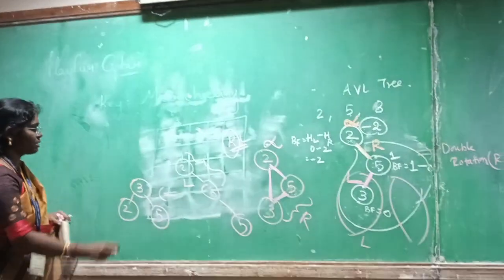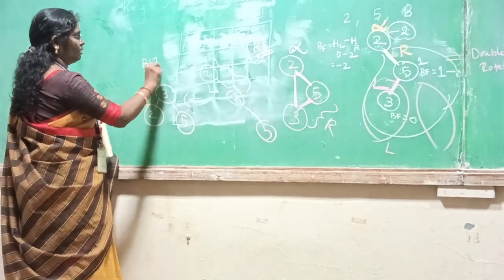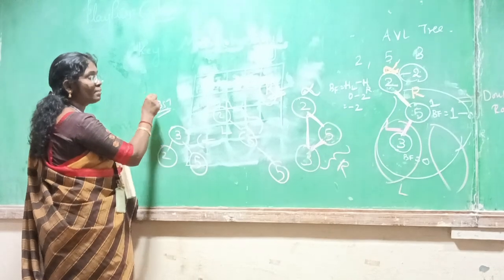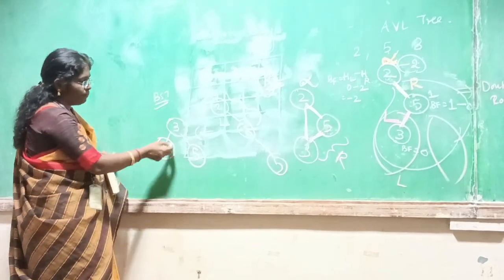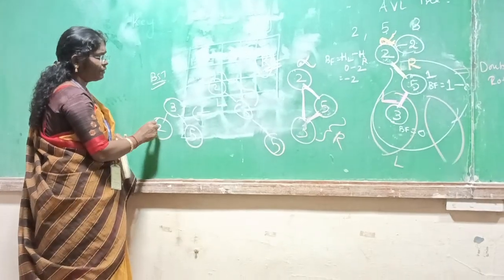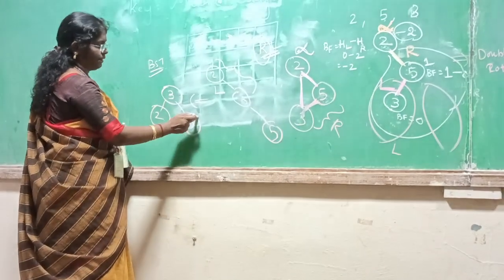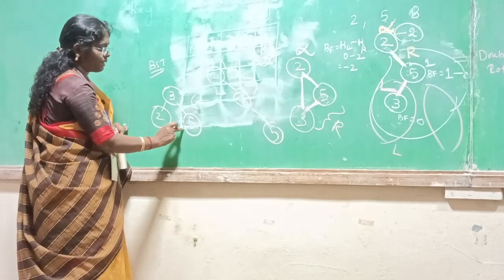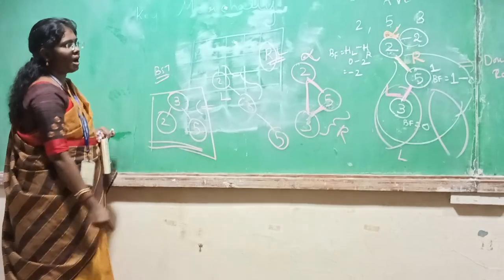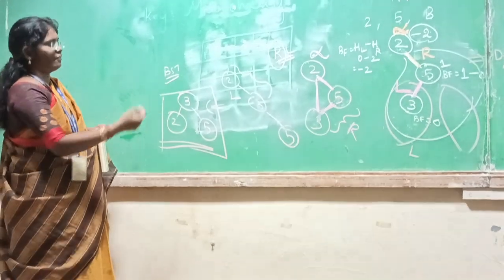At any cost, we should not violate BST. I told you very clearly, AVL is a variation of BST only. So BST should be strictly followed. So here see, lesser value is available at the left and greater value is available at the right. So we are not violating BST. At the same time, the tree is balanced. So this is how we can construct an AVL tree.